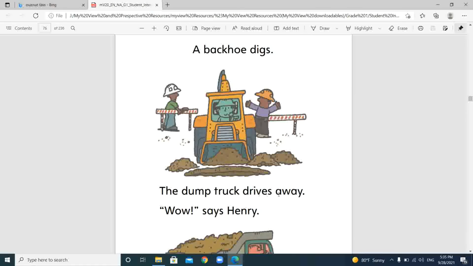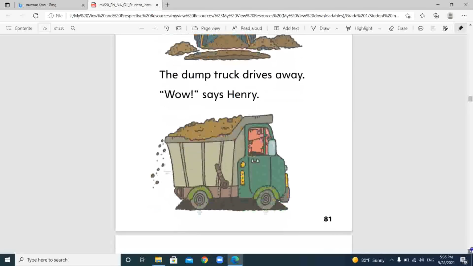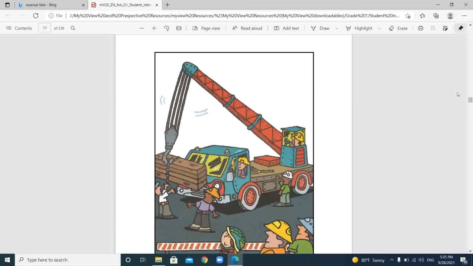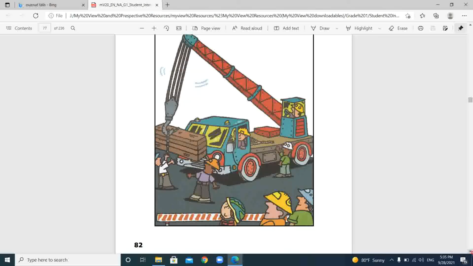The dump truck drives away. Wow, says Henry. Henry watches a crane. The crane swings around. Men unhook the load. So he sees another big machine. He sees a crane. This is a crane that has a hook. The hook carries big things. It carries it, and then when it goes to the ground, it unhooks it so the men can take it and use the things that they are building with. So Henry stops to see what all these machines can do.